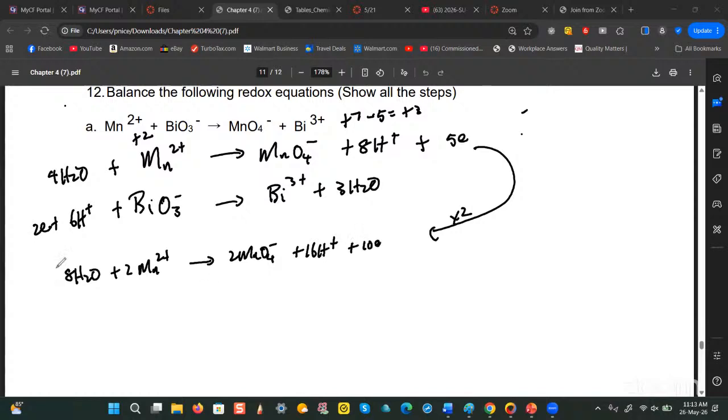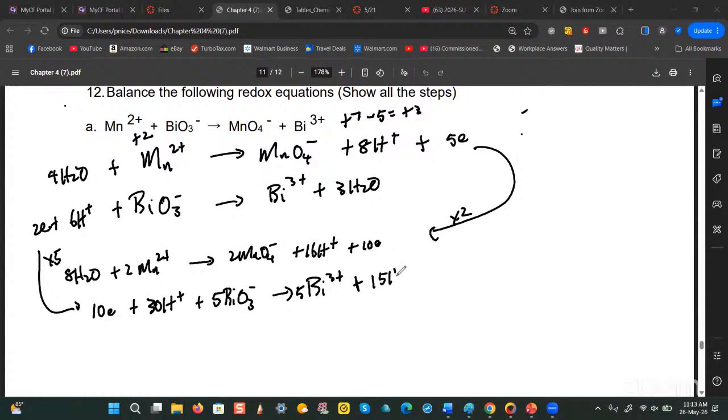Okay, what about the second half equation? Multiply this by 5. So multiply that by 5, you're going to end up with 10 electrons plus 30 hydrogen ions plus 5 BiO3- to give 5 Bi3+, I'm sorry, 5 Bi3+ plus 5 times 3, 15 H2O. All right, okay.